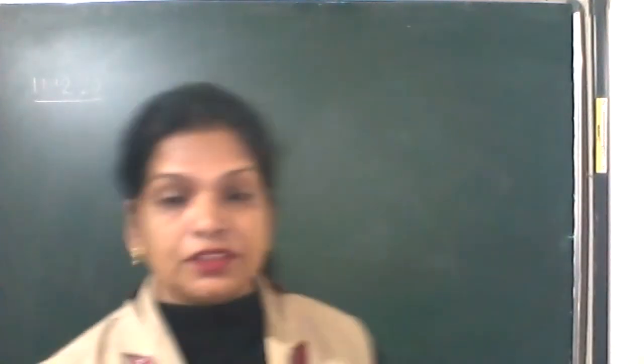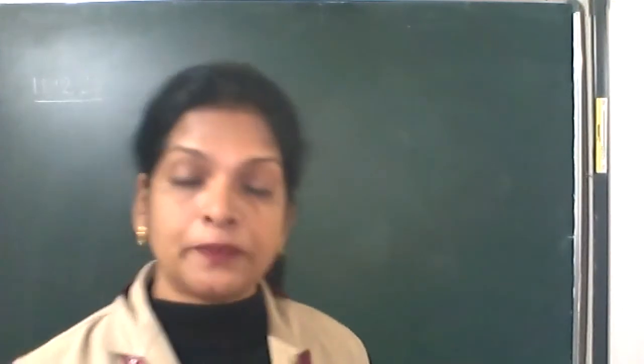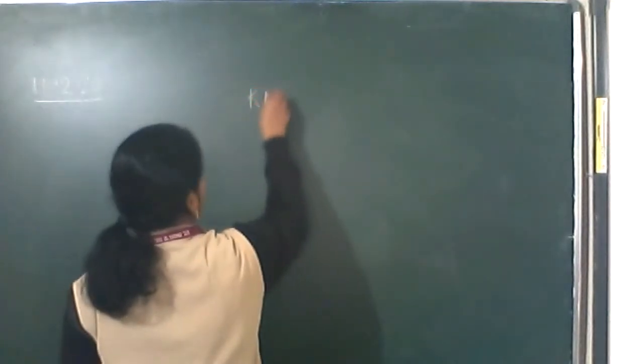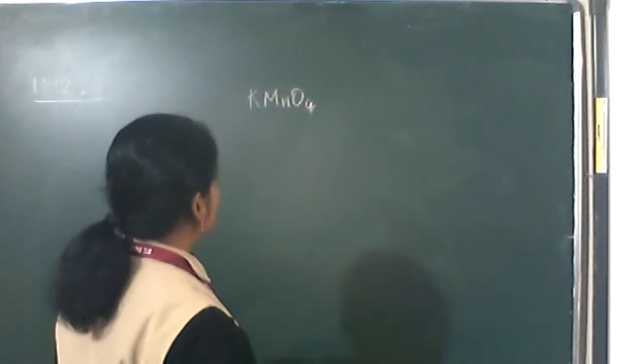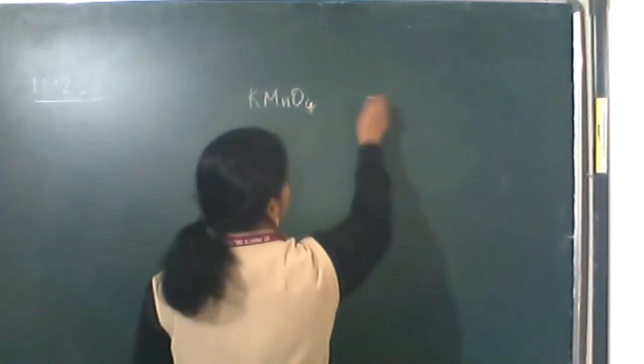So we were dealing with oxidation states. The algebraic sum of the oxidation states of all the atoms in a compound or species is equal to 0. If that species has a charge, then the sum is equal to that charge. For example, KMnO4: the algebraic sum of all the oxidation states is equal to 0.